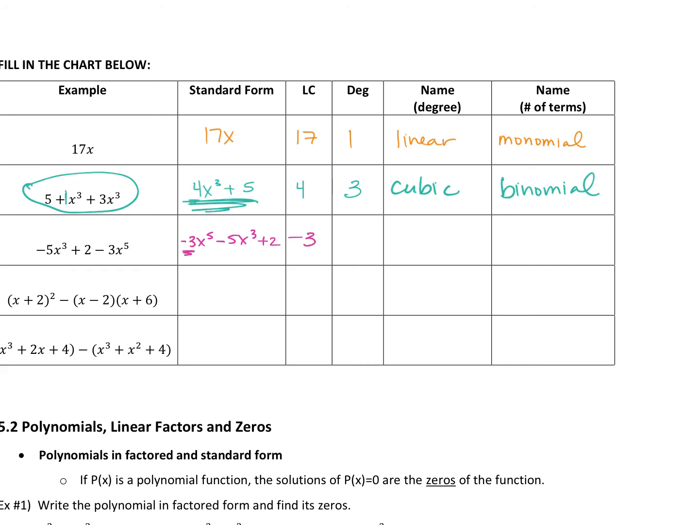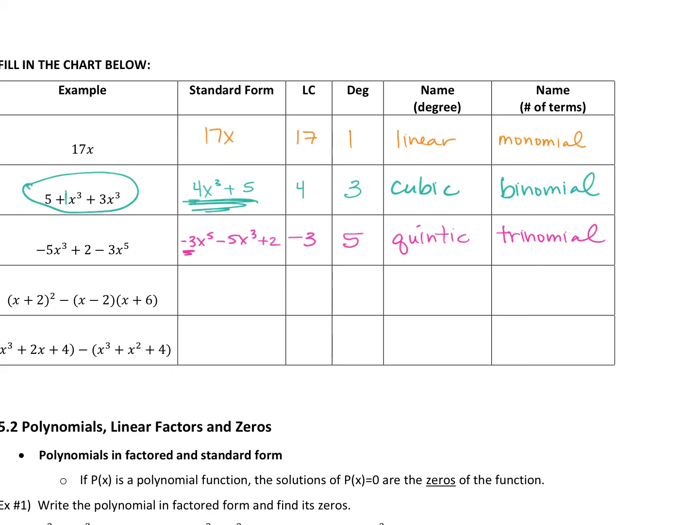What's the degree? 5. And the name that you give for 5 is quintic. And the name based on the number of terms we have, that's a trinomial. There are 3 terms there, so that's a trinomial.